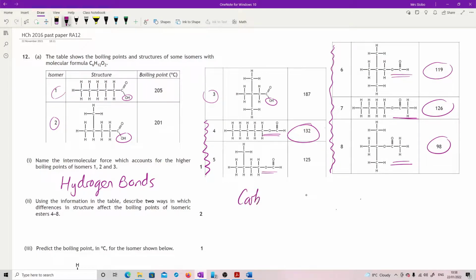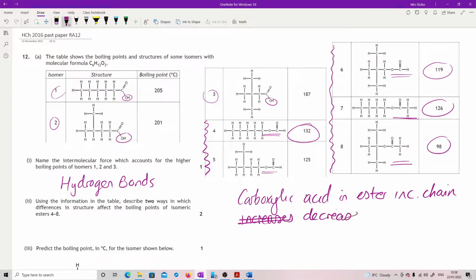So carboxylic acid in ester, okay, increasing chain decreases boiling point, because we've got 132 drops to 126 and we've got 119 drops to 98. Okay, or you could have said it the other way around, that you decrease the chain of the carboxylic acid in the ester, increases the boiling point.